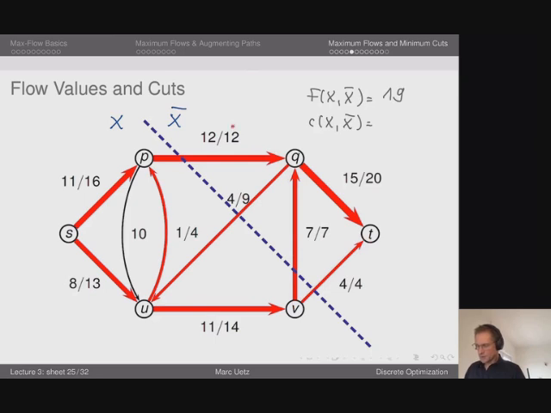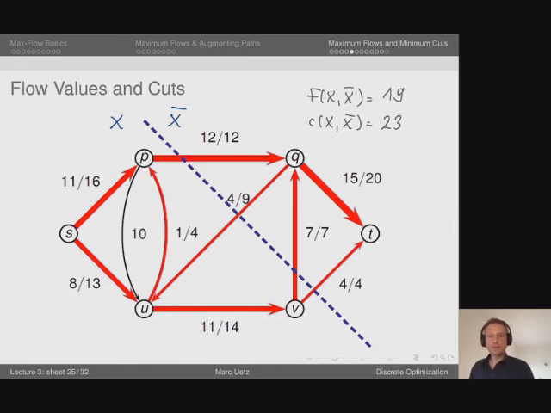So that would be 12 plus 7 plus 4. And in this case, the capacity of this cut is no longer 26, but 23. So far everything is as expected. The flow values across the cut are always 19 because the flow value is just 19. And the capacities of the cuts are larger than 19, 26, and 23, respectively.